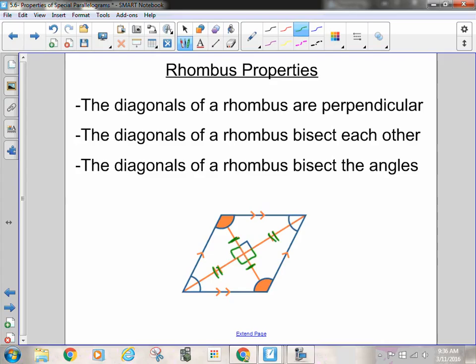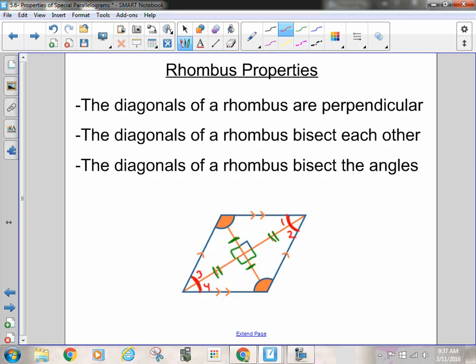And the diagonals of a rhombus bisect the angles. So the angles in a rhombus follow the same properties of a parallelogram. Your opposite angles are congruent to each other. But now in a rhombus, they are going to be bisected. So this part here is going to be congruent to this part here, and so on. If this whole angle here is congruent to the whole angle down here, when they're bisected, all four of these are going to be congruent to each other.